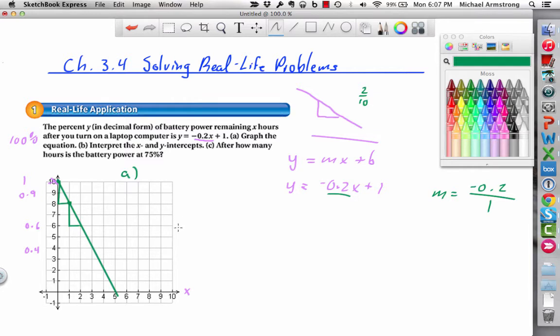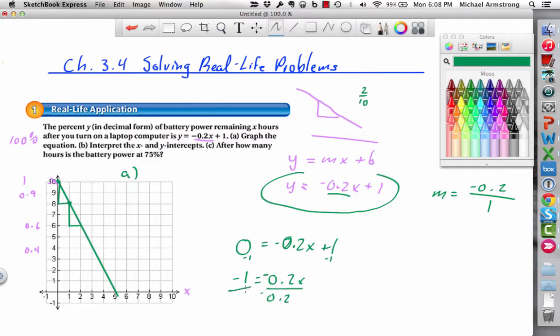Letter B wants to know something else. It says find the x-intercept, substitute 0 for y in the equation. Now we can see it right here, the x-intercept where it crosses x. But what happens if you substitute 0 for y in the equation? I'm going to set 0 for y, so 0 is equal to negative 0.2x plus 1. Subtract 1 from both sides. So we get minus 1 and minus 1. So you end up with negative 1 equals negative 0.2x. And then you're going to divide both sides by negative 0.2.